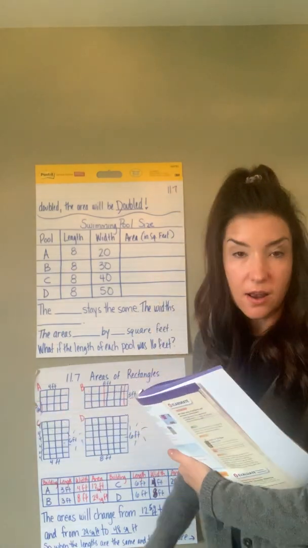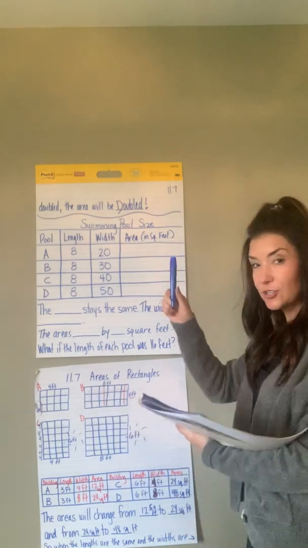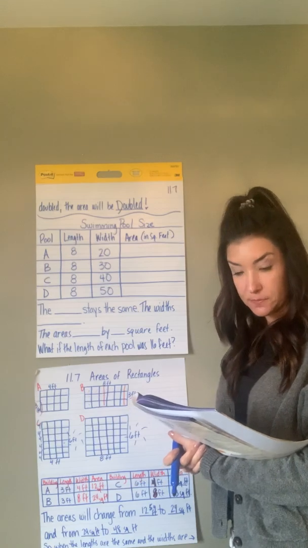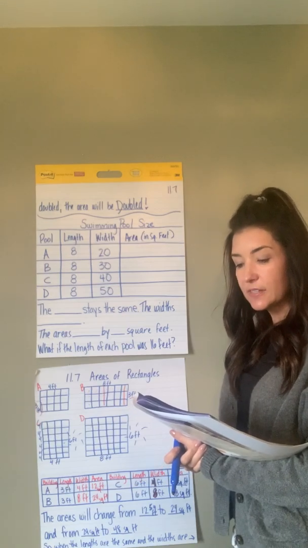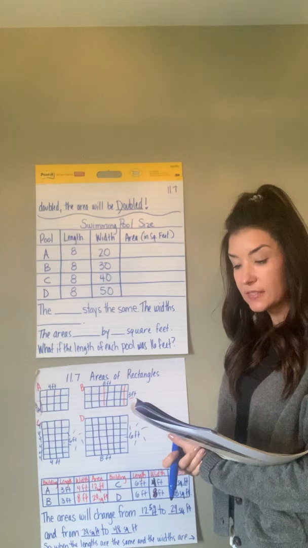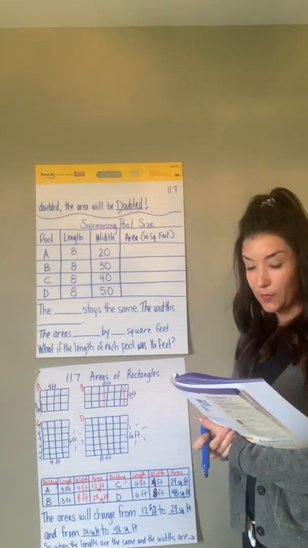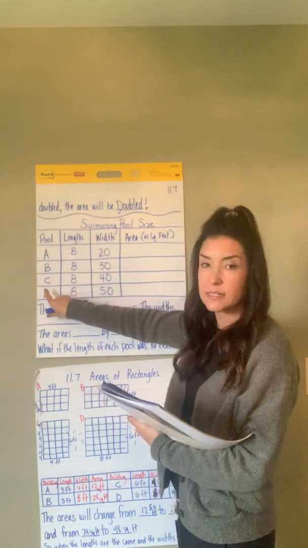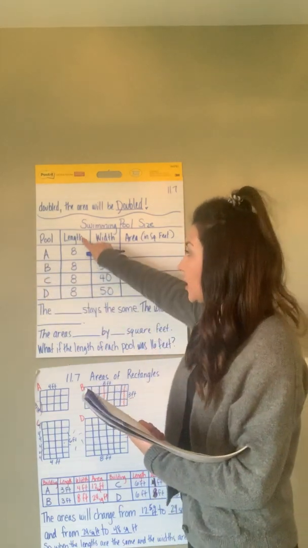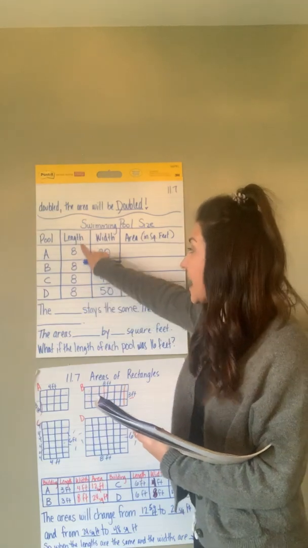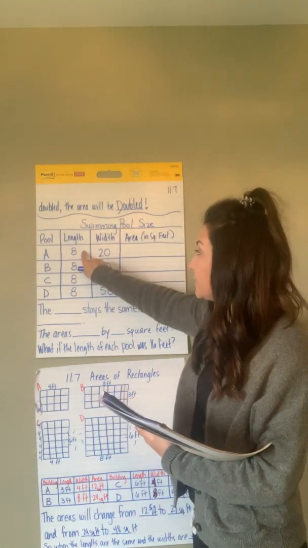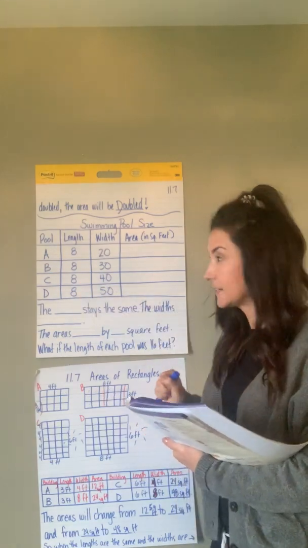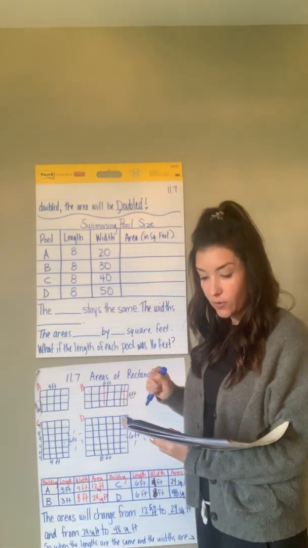Well, let's focus on finding the area of pools. Connection. So many pools come in rectangular shapes, okay? How do the areas of the swimming pools change when the widths change? Remember what we talked about. So we have 4 pools: Pool A, Pool B, Pool C, and Pool D. Here's our length. The length is the same: 8 feet, 8 feet, 8 feet, 8 feet. Now watch what's happening to the widths.